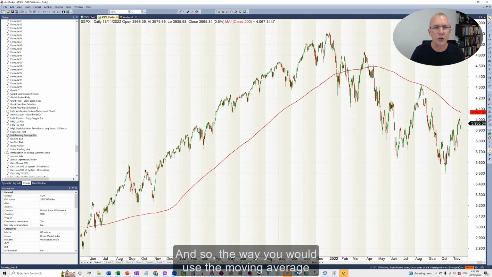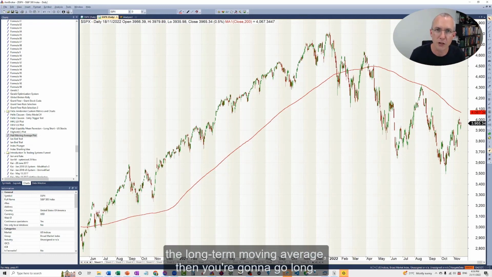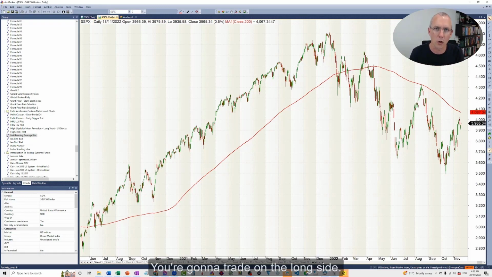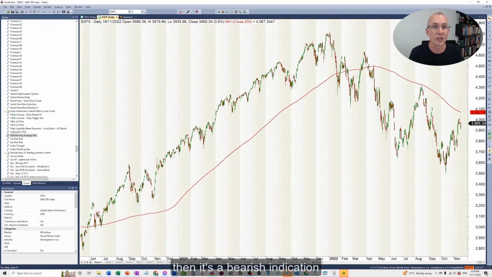And so the way you would use the moving average as a market regime filter is when the index is above the long-term moving average, then you're going to go long. You're going to trade on the long side. It's a bullish indication. When the market is below the 200-day moving average, then it's a bearish indication and you do better on the short side.